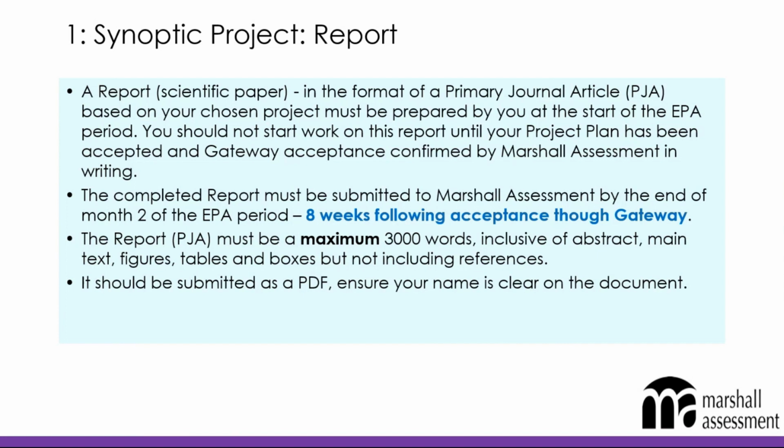So the report needs to be submitted to Marshall Assessment at the end of the 2-month period. So you have 8 weeks. Once you've formally been accepted through Gateway, there will be a date which you will see. You'll have your project plan approved, and then you'll have 8 weeks to deliver that report to us.